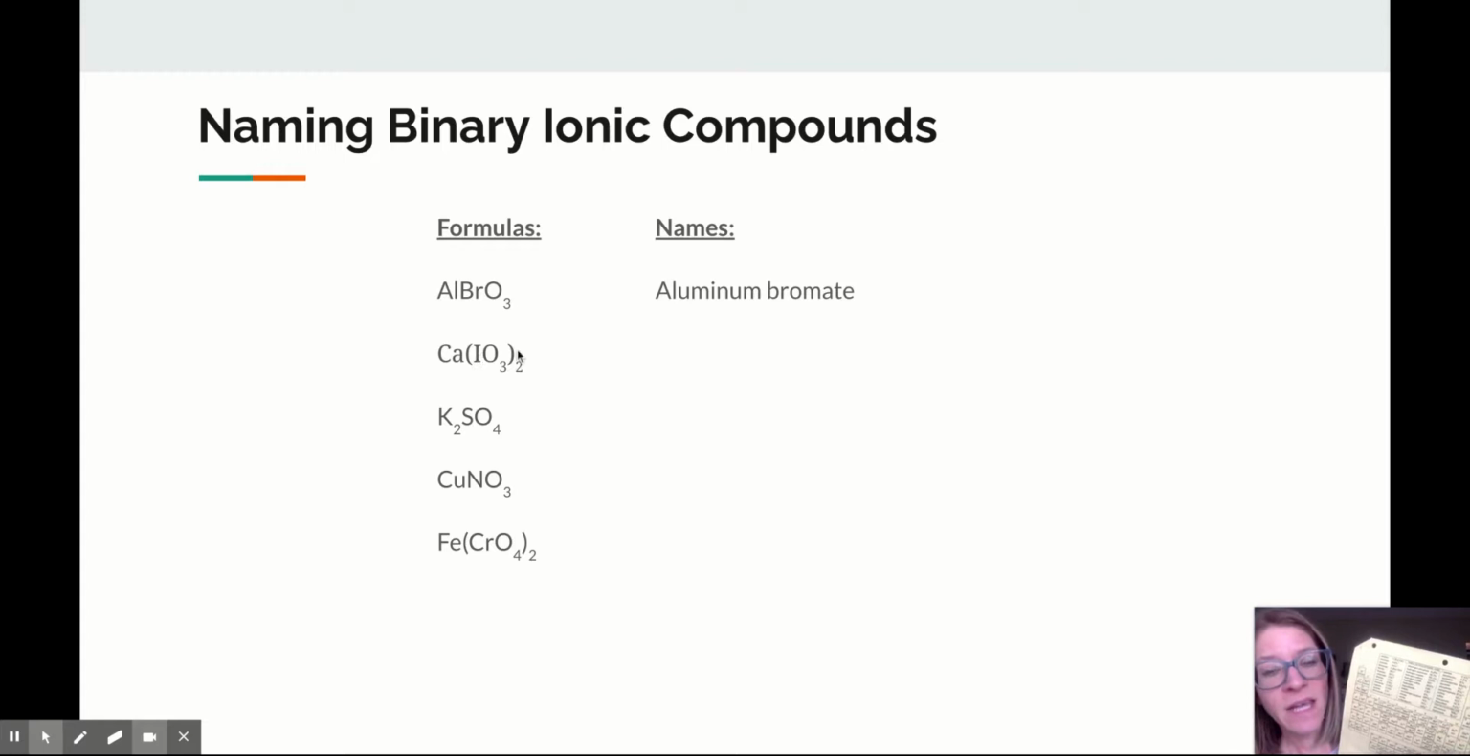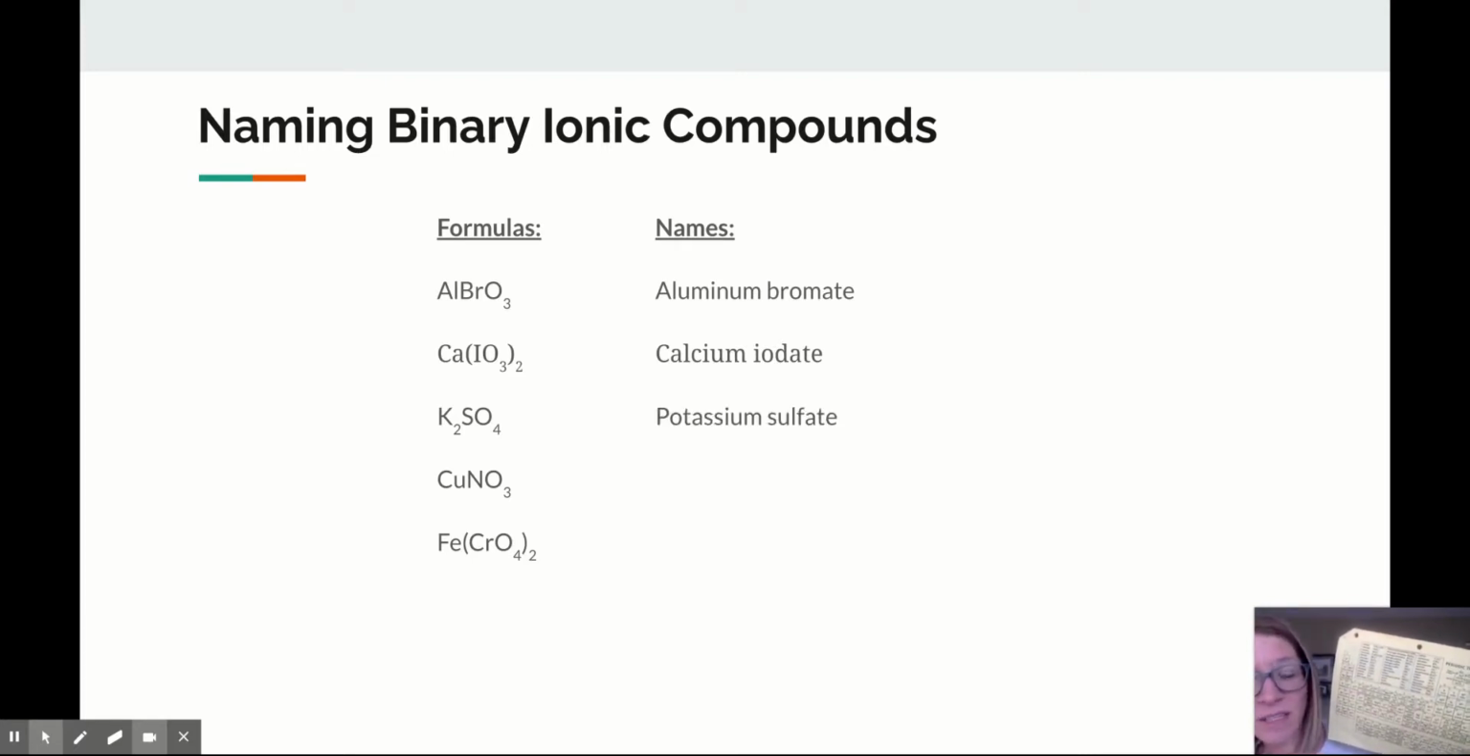The next one, CaIO3. Ca we know is calcium, so that would be the positive ion. IO3 is going to be the negative ion, which if you look in the top is iodate. Here it is in the middle. So this one would be calcium iodate. The third one, K2SO4, K is potassium for the positive ion. SO4, again, is going to be a polyatomic ion. SO4 is sulfate, so that would be potassium sulfate.